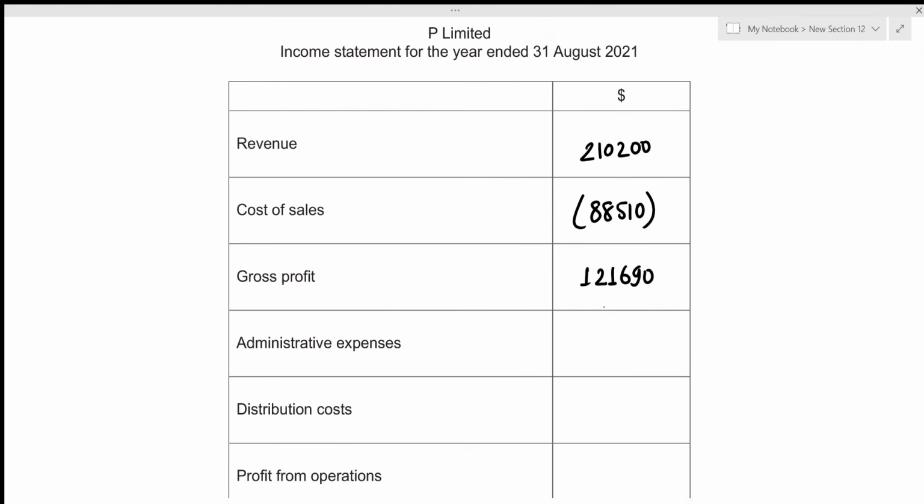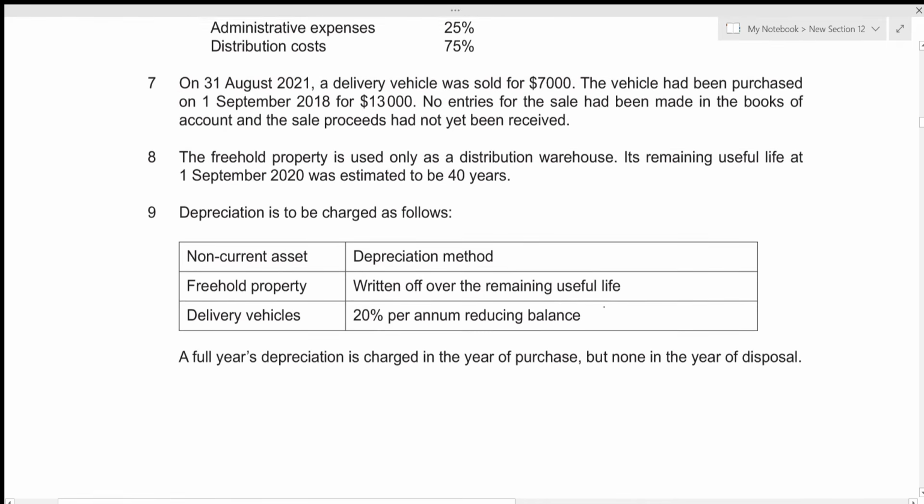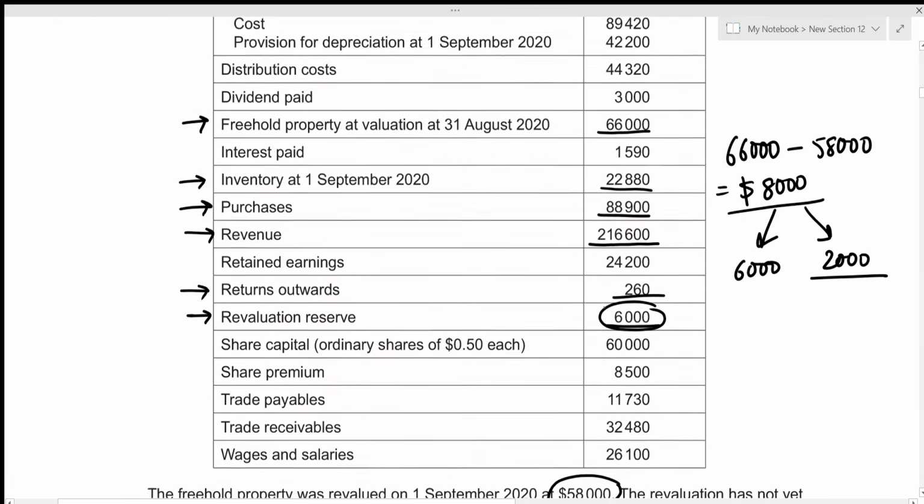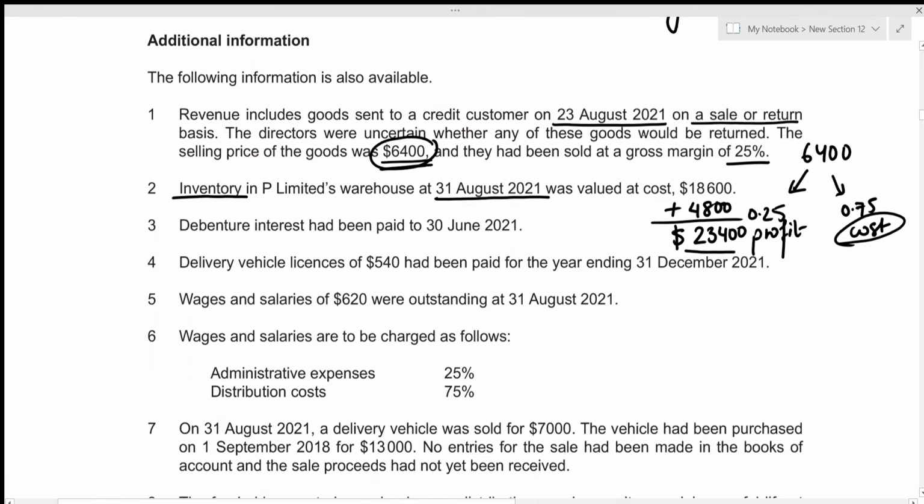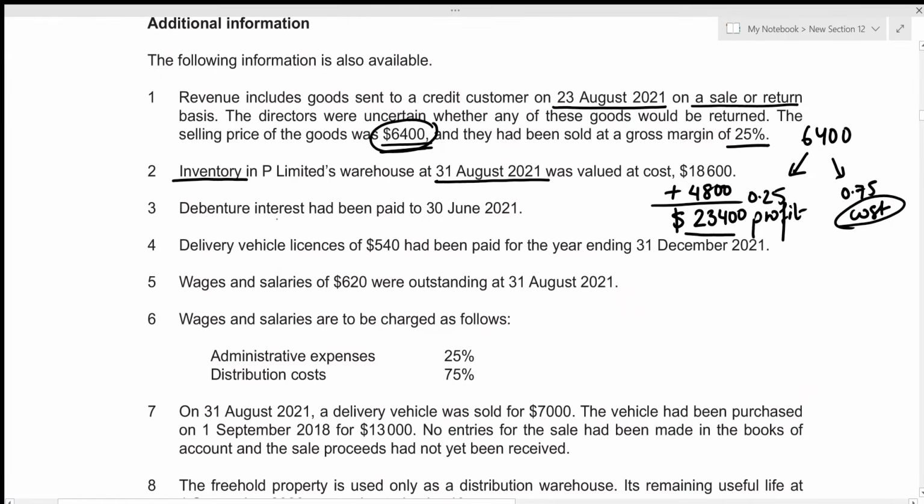Let's have a look in order to figure out the items that must be included in administrative expenses. So the first one is the administrative expenses given in our table with the value of 35,110. Then let's have a look at the additional information. So we're given information relating to debenture interest, so that falls under financial cost. We have delivery vehicle licenses, so since this is delivery, we can just include it in our distribution cost. Then for the fifth one, we're given that the wages and salaries of 620 were outstanding, and then wages and salaries are to be charged to administrative expenses.